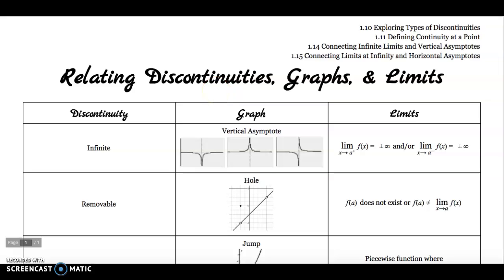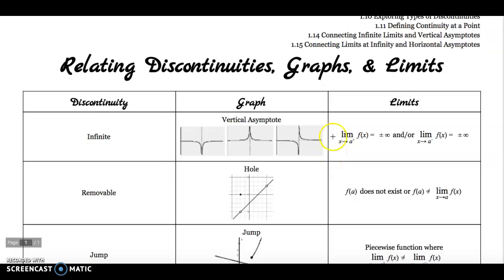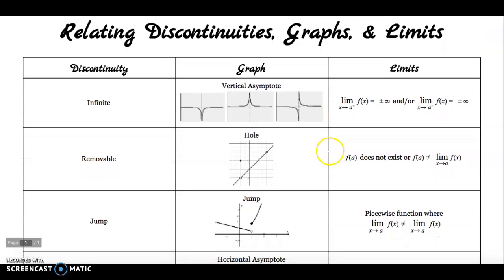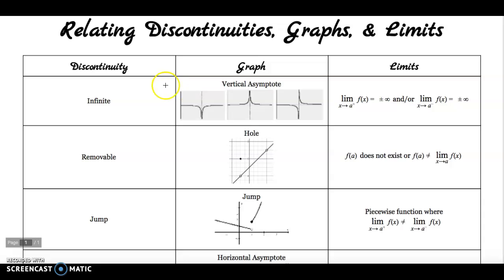Hey guys, so I basically just wanted to give you another resource for connecting discontinuities, what they look like on graphs, and then limits. So you can go ahead and fill in this table as it's filled in on here. I didn't want to try to write out all of this because, as you know, my handwriting can get a little messy. So I'm just going to talk through this bit by bit, so it's important for you to be listening as well as writing down.